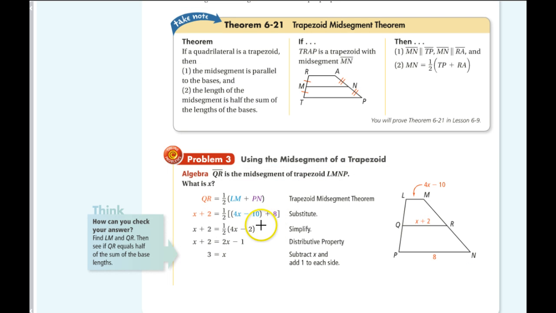Okay, so let's work an example problem here. We have QR being the mid-segment of trapezoid LMNP, which means Q is at the midpoint of L and P, and R is the midpoint of the segment MN. We want to find out the value of X.